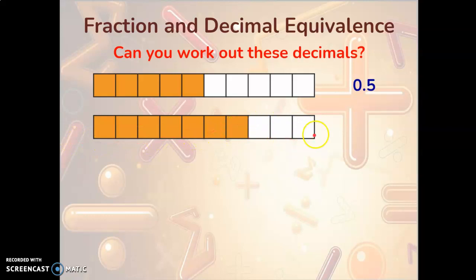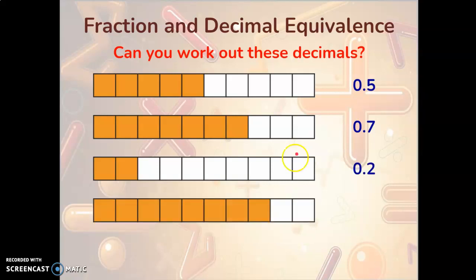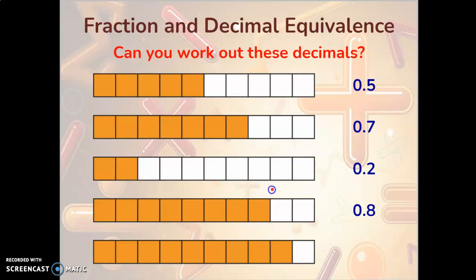So think of your tenths place, it will be 0.7. This one's only got 2 shaded, so it would be 0.2. And then this one has 8 shaded, so it would be 0.8. Last one, we have 9 shaded, so it would be 0.9. So 9 out of 10, or 9 tenths.